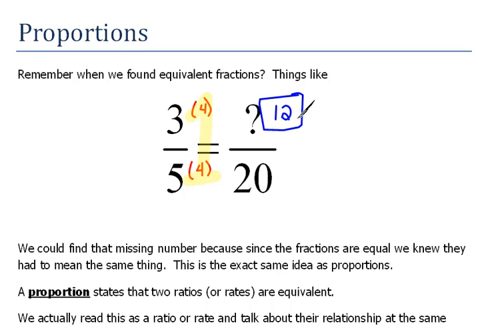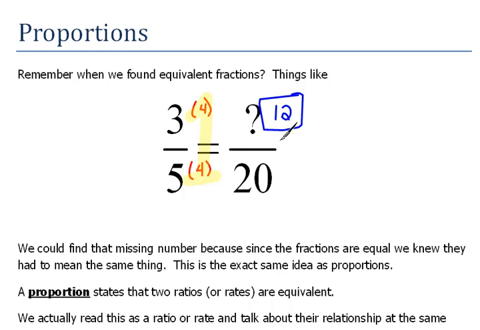If I were to have a pizza or something and cut it into 5 slices, then if I were to shade 3 of those 5 slices, it would be the exact same amount as if I had cut it into 20 pieces and shaded 12 of those. Visually it would be the exact same amount. Okay, we found that missing number here because since we're dealing with equality, we knew that these fractions had to be the exact same thing.